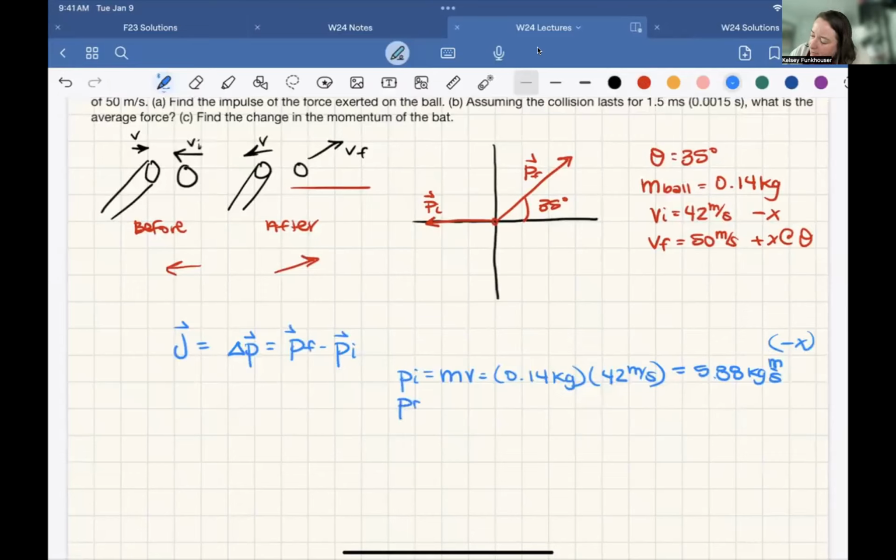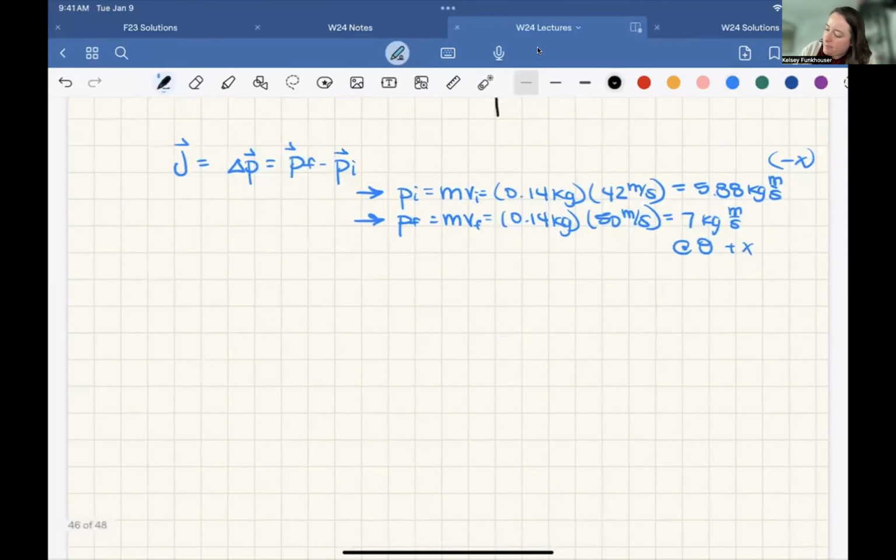And then the final momentum, again, mass times velocity, the final velocity. And that's 0.14 kilograms times 50 meters per second, and that is 7 kilogram meters per second at theta from the positive x. So we have an x component for the initial momentum and then mixed x and y components for the final momentum. So let's break the final momentum up into x and y components so we can better do this math.